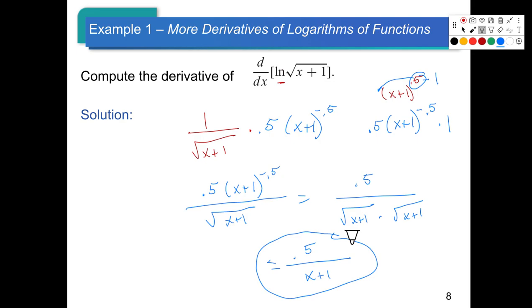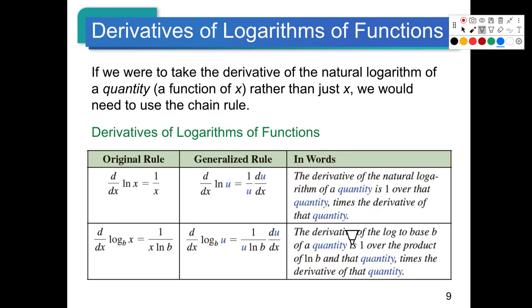You doing okay? I don't want to confuse anybody, but natural log, or log of any base, is always 1 over the stuff, times the natural log of the base, and if it's natural log, it's natural log of e, times the derivative of the inside stuff. That's it. And this is the summary.